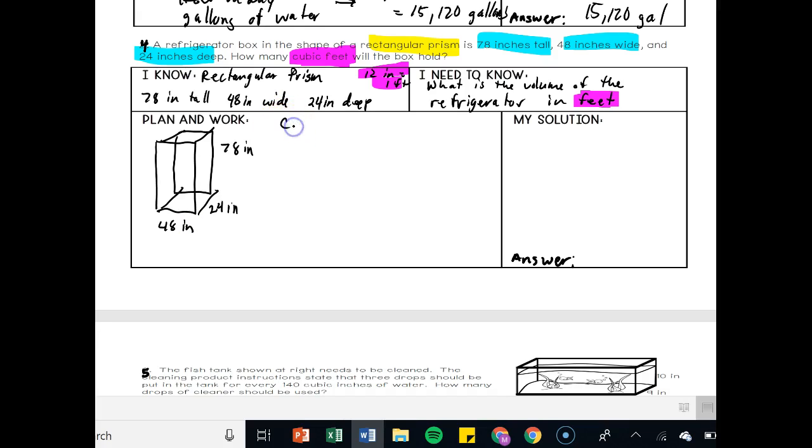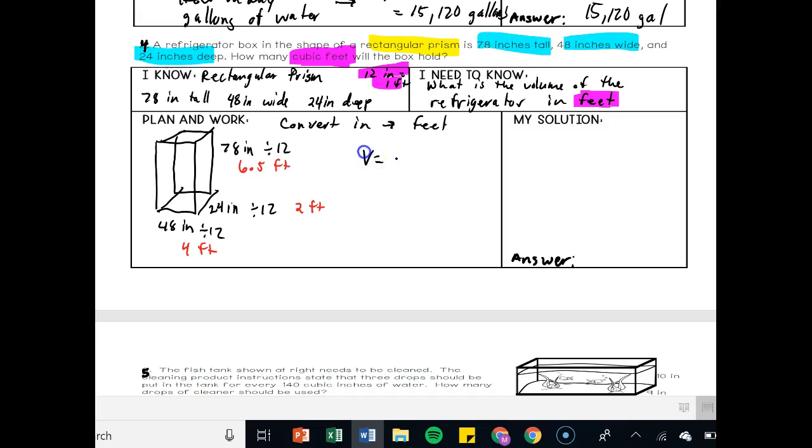We want to convert all of our measurements in inches to feet, right? So if this is 78 inches, I want to convert it to feet by dividing by 12. Dividing by 12 and dividing by 12, right? Doing so gives us our new dimensions. So this is 6.5 feet. This is 2 feet. And this is 4 feet. Okay, now we can figure out our volume.